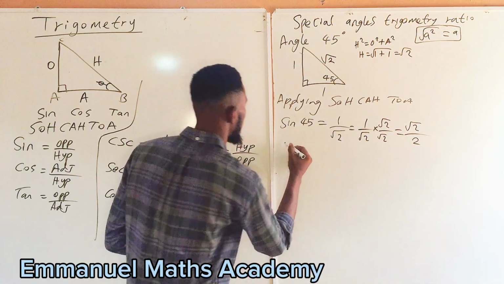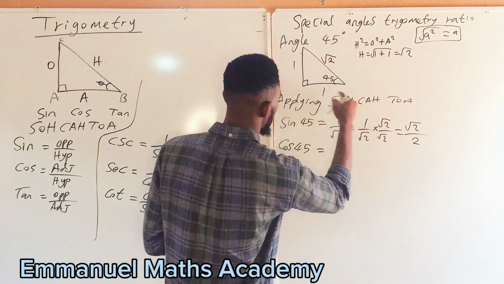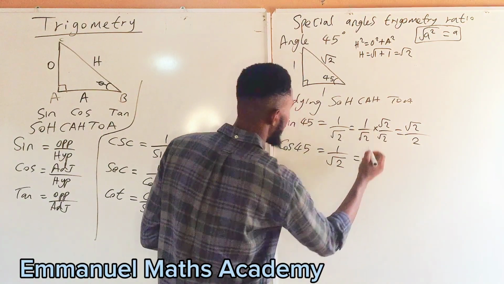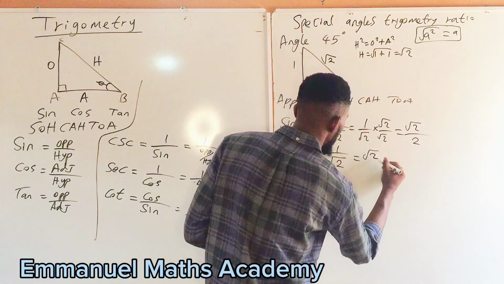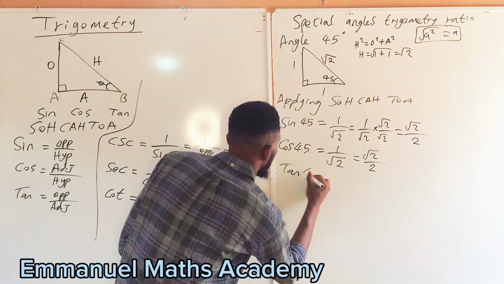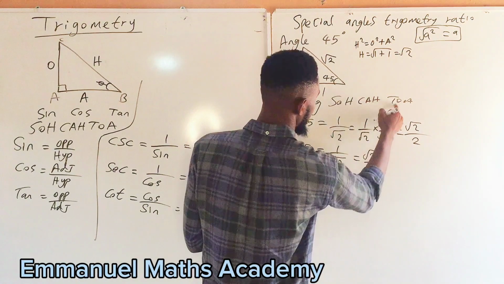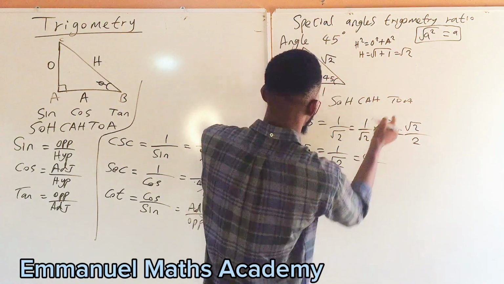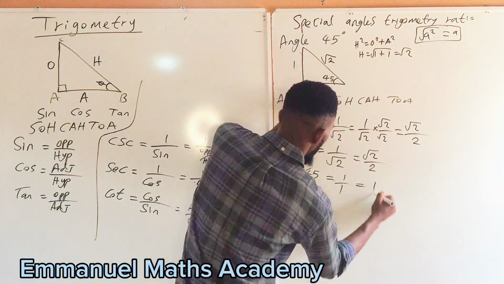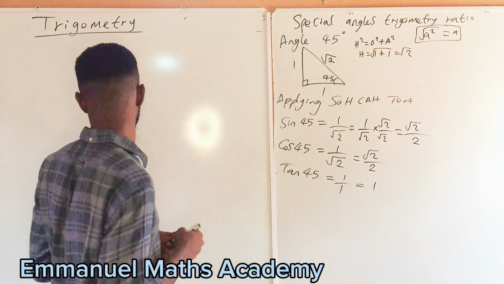Right? Then cos 45 will be what? Adjacent over hypotenuse. Adjacent 1 over hypotenuse root 2. Still get the same thing, right? Root 2 over 2. Then what about tan? Tan 45 will be equal to opposite over adjacent. 1 over 1 will give you 1. Now the next angle we'll be looking at is angle 30 and 60 degrees.